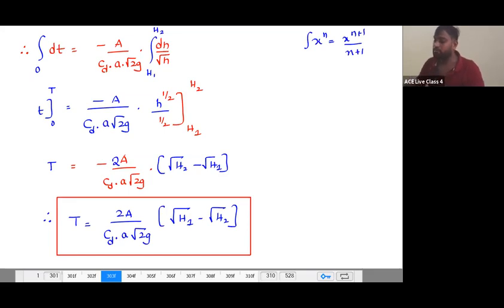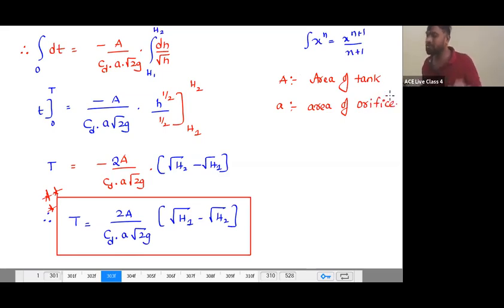So this is how you need to find out here. After subtracting, you're going to get h to the power of 1 by 2 by 1 by 2. So this is the time required. Sometimes they will give you the time, and the time is going to be 2A by Cd into a into root 2g, where capital A is the area of tank and small a is area of orifice.